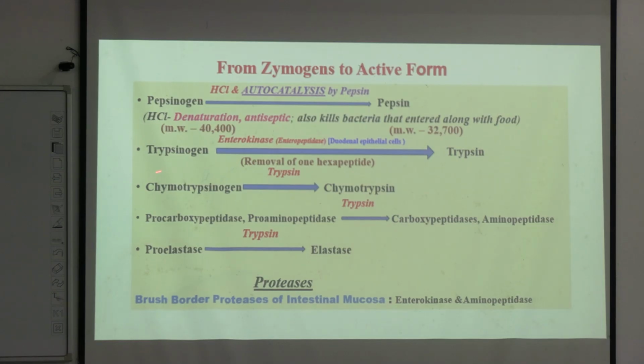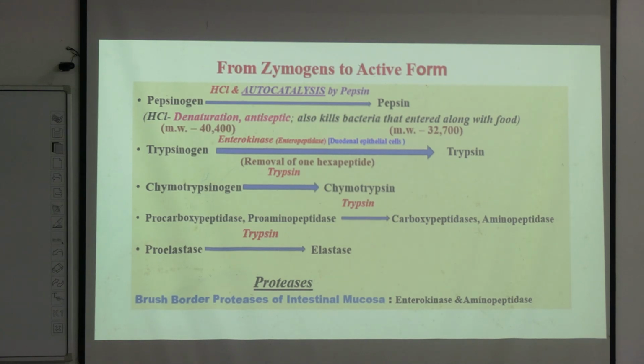Similarly, in the case of trypsinogen, trypsinogen basically is produced by the pancreas: trypsinogen, chymotrypsinogen, proelastase and procarboxypeptidase. These are the 4 enzymes which are produced by the pancreas. 3 organs are involved in protein digestion, as I told you: stomach, pancreas and intestine. So, these trypsinogen, chymotrypsinogen, procarboxypeptidase and proelastase are formed by the pancreas.